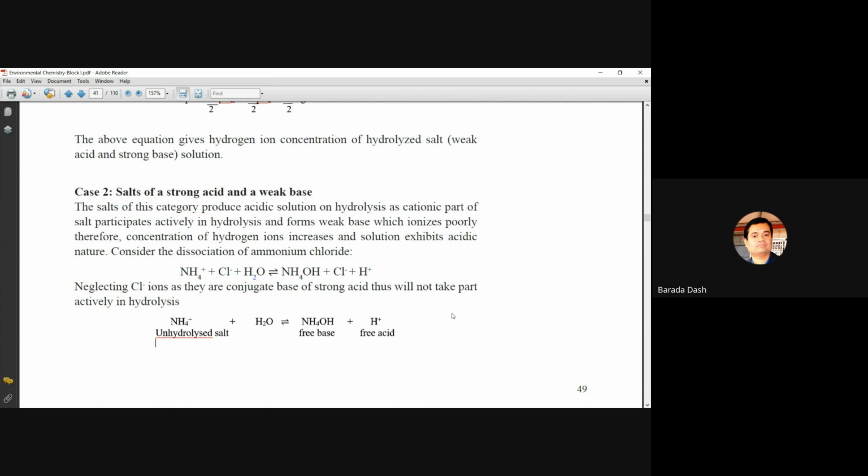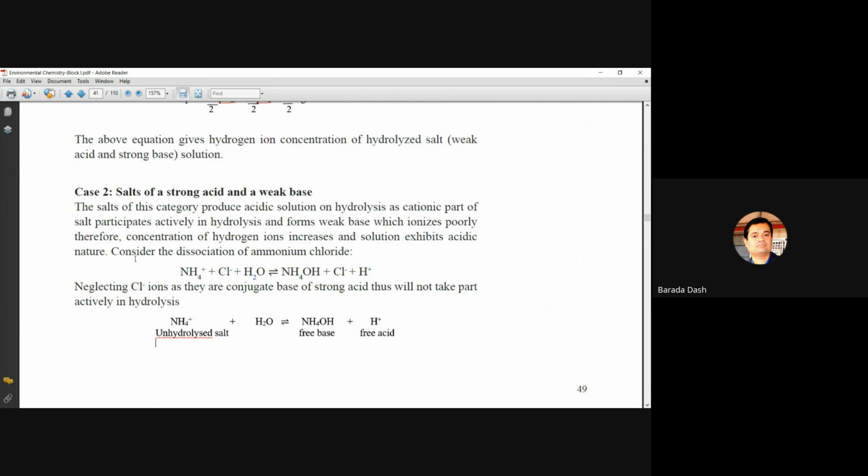So next, salt of strong acid and weak base. The salt of this category produces an acidic solution on hydrolysis, as the cationic part of the salt participates actively in hydrolysis and forms a weak base which ionizes poorly. Therefore, the concentration of hydrogen ions increases and the solution exhibits acidic nature.